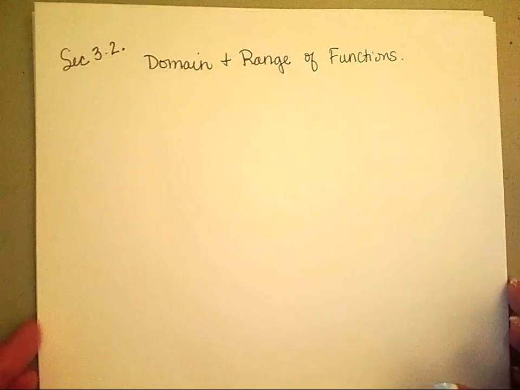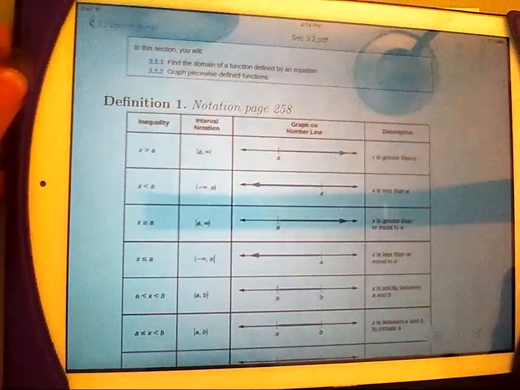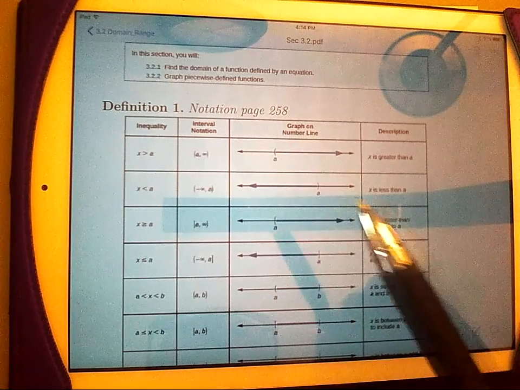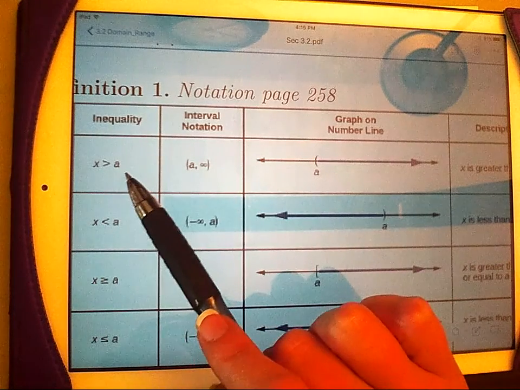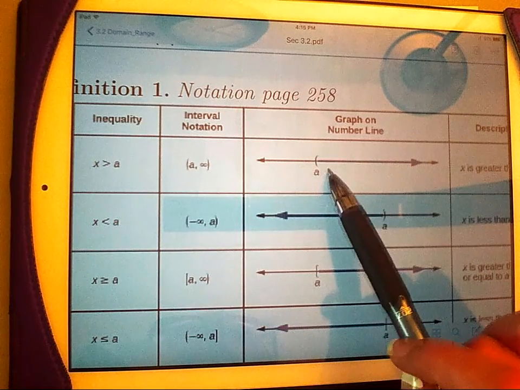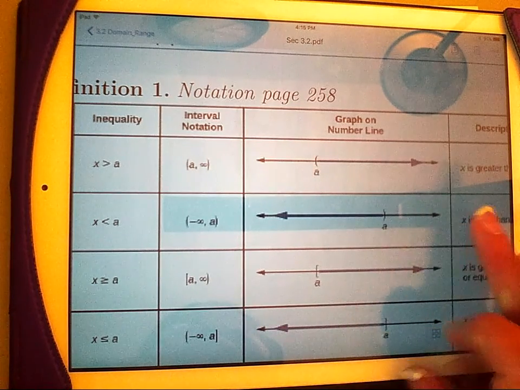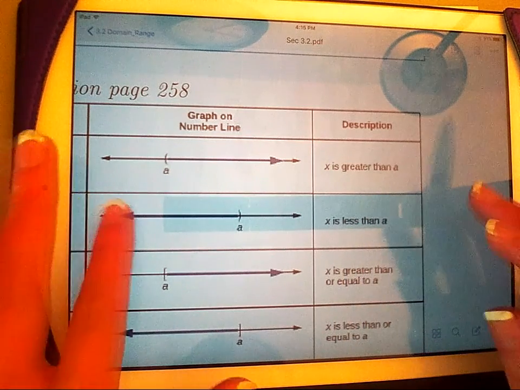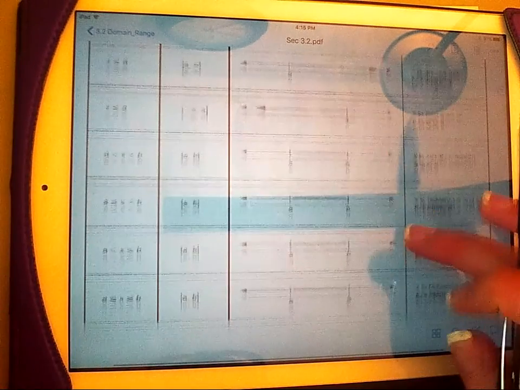So let's recall, I want to point out some notation for you. We're going to be writing things in 3 different ways, and this notation is on page 258. If you have, for example, an inequality like x is greater than a, the interval notation of that would be a to infinity. A would not be included, so this is where I use an open circle to be a little more clear. And if we wanted to write a description of that, we would say x is greater than a. So there's an entire list on page 258 for you to refer back to.